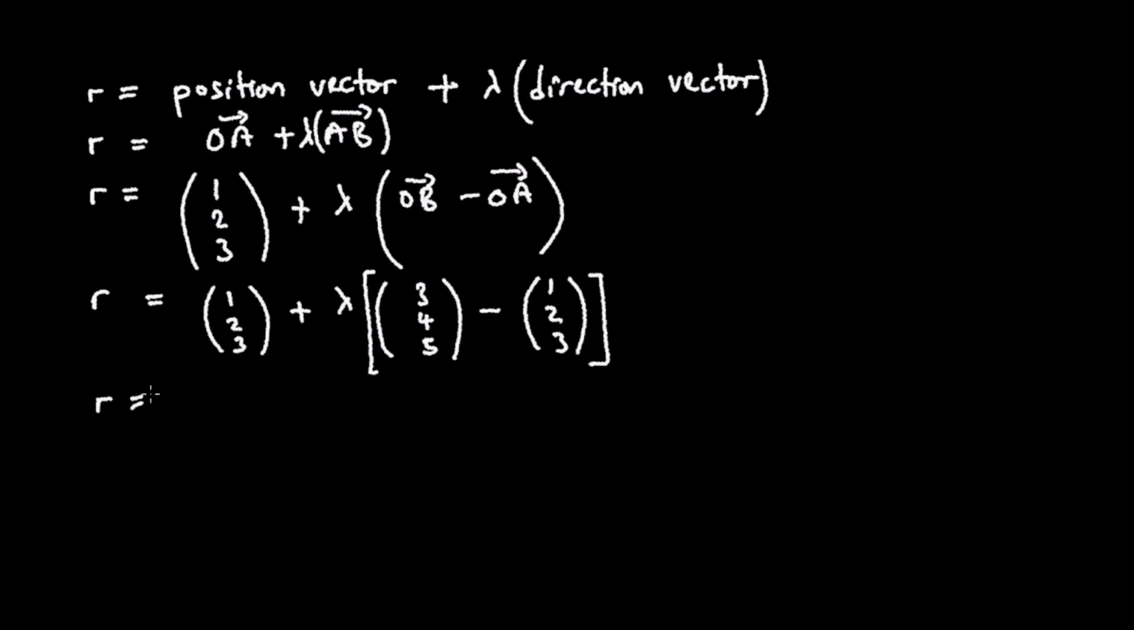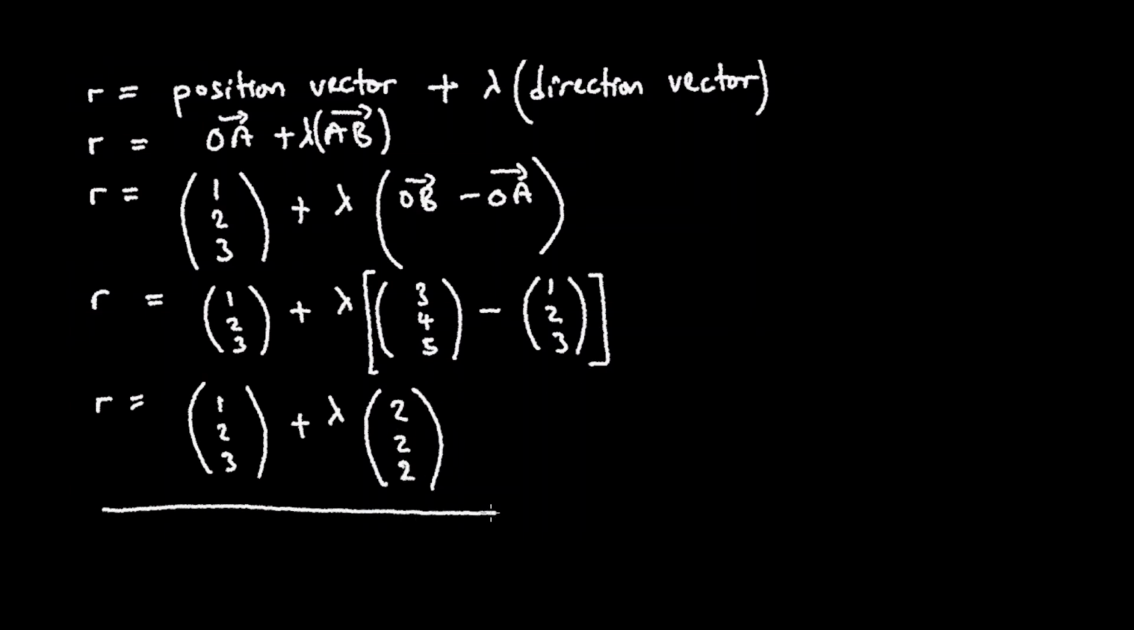Saka r is equal to (1, 2, 3) plus lambda (3 minus 1, 4 minus 2, 5 minus 3), which is (2, 2, 2). Saka zvatopera. Kana zvadai so zvinenge zvatopera.